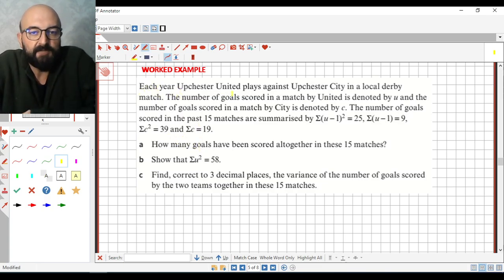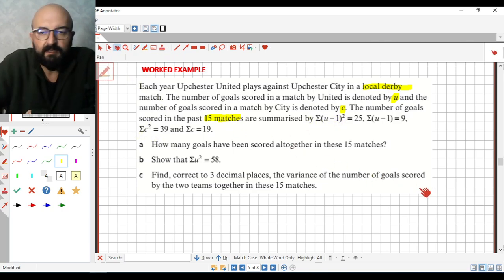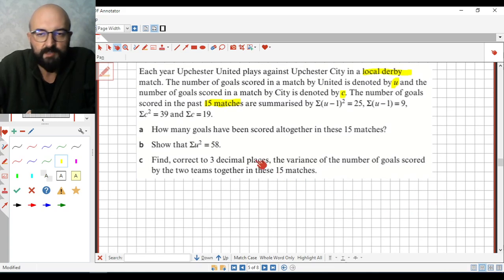Each year, Upchester United plays against Upchester City in a local derby match. The number of goals scored in a match by United is denoted by U, and the number of goals scored in a match by City is denoted by C. The number of goals scored in the past 15 matches are summarized here, and they give us some questions.